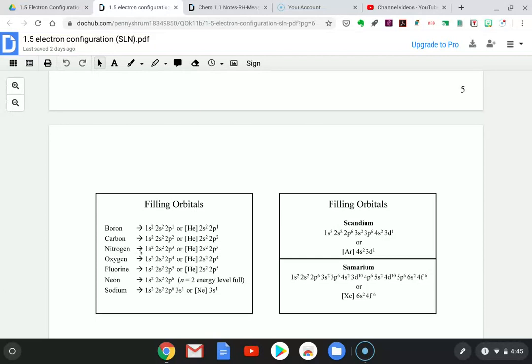And so nitrogen here, we're going to continue to add electrons to the p sublevel. So we've got 2 electrons in the 1s sublevel, 2 electrons in the 2s sublevel, and then now 3 electrons in the 2p sublevel. Oxygen, another one goes into the 2p sublevel. Fluorine, another one goes into the 2p sublevel. And then neon, our 6th one, goes in the 2p sublevel. And now we're full. That p sublevel is full.